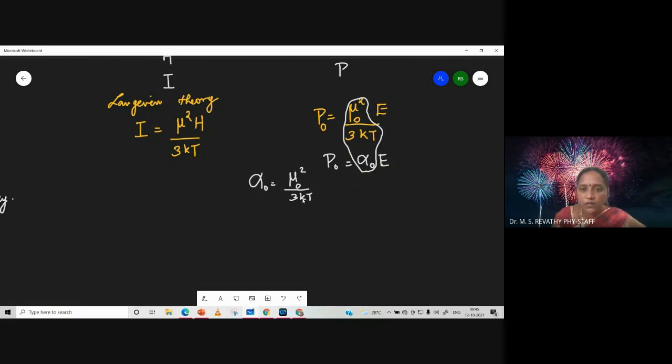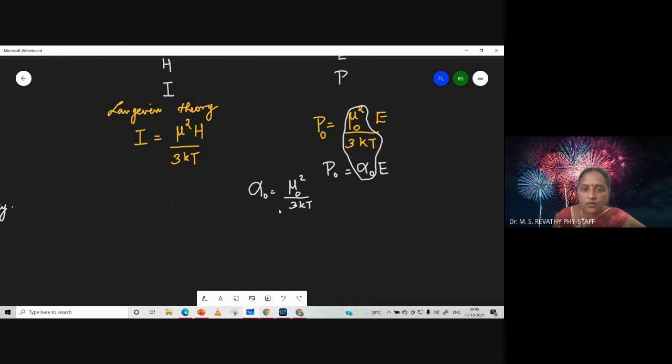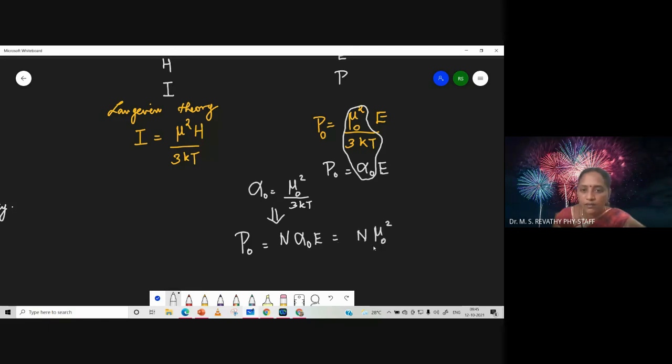K is the Boltzmann constant, mu O is the electric dipole moment due to orientation polarization. Lastly, you write the expression for orientation polarization, which is equal to N alpha O capital E, which is equal to N mu O square divided by 3 kT into capital E. So this is the orientation polarization expression.